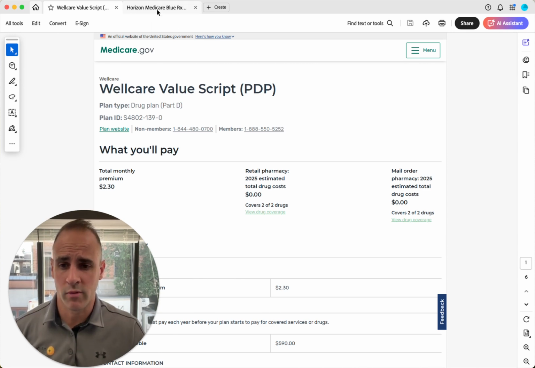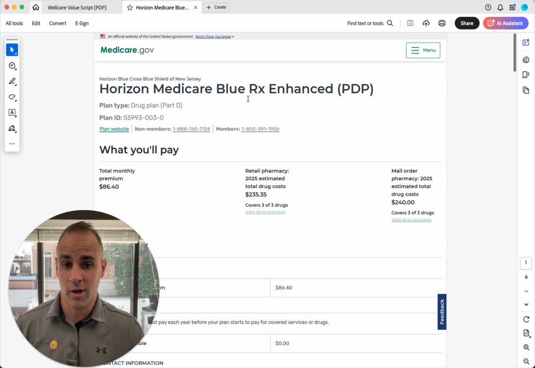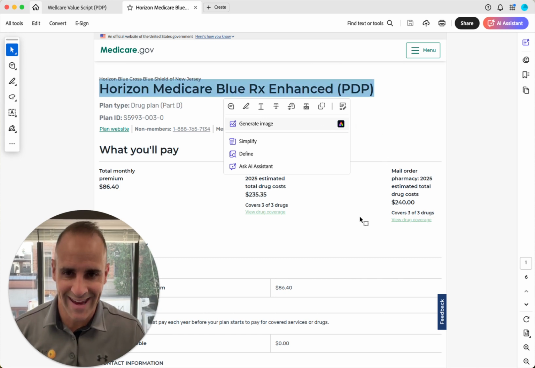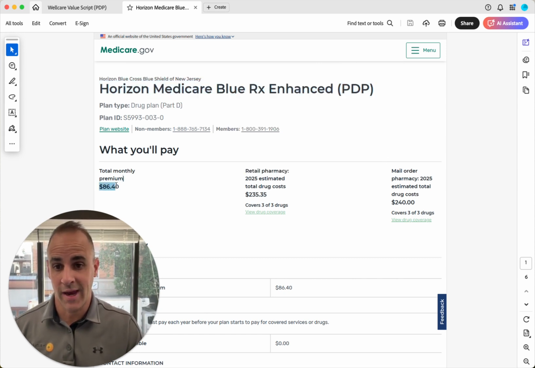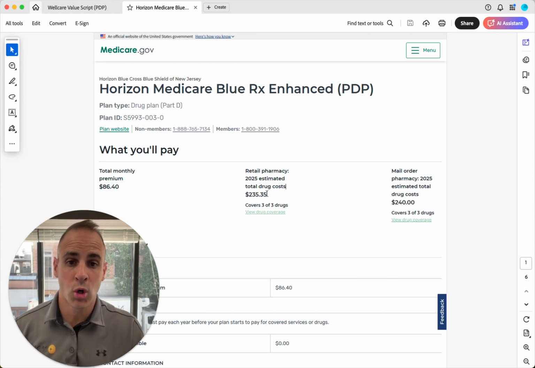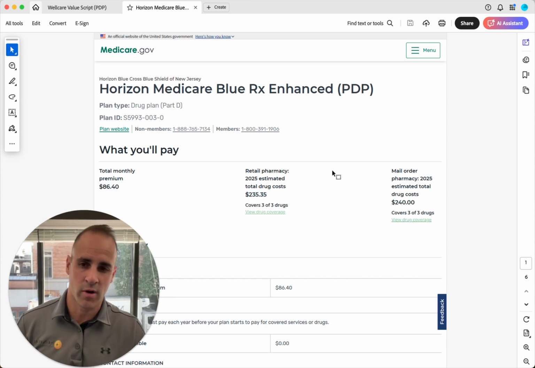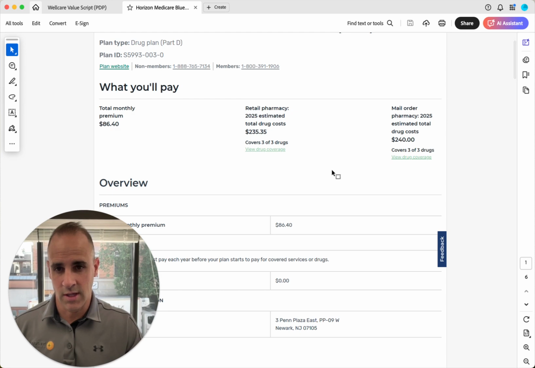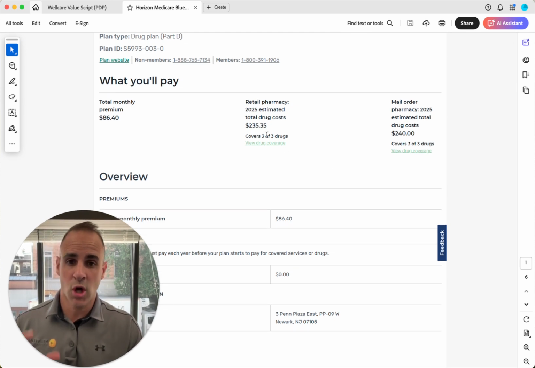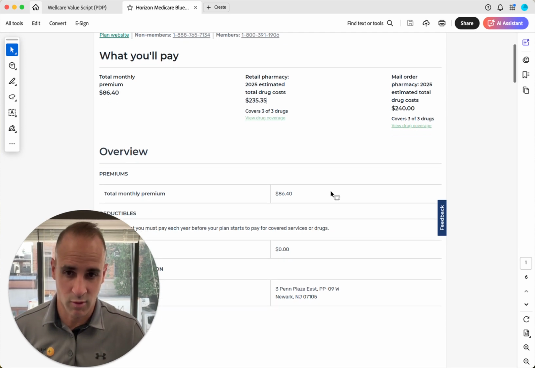I'm just going to show you one more report for the higher premium plan. When we added in a third drug, which is expensive, called Eliquis, this plan became the most cost-effective. It's called Horizon Blue RX Enhanced. You'll see it has a higher premium, $86 a month. The total drug cost for the rest of the year is about $235 or $240 for the rest of the year just for the drugs. So the total cost would be that $86 a month plus the $230 or $240 for the rest of the year. We're going to see that later in the report.